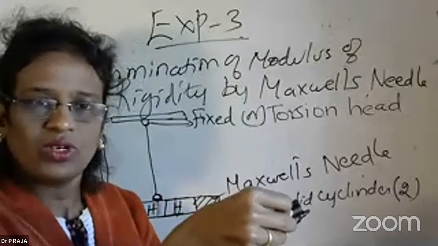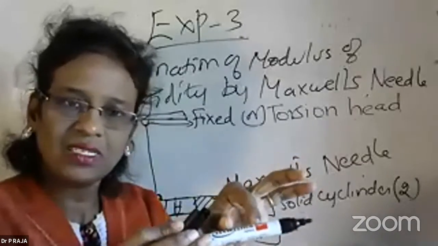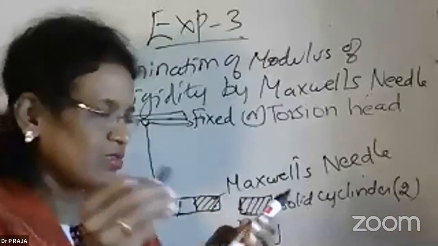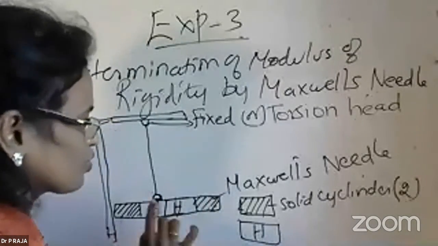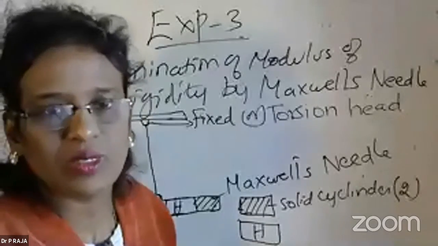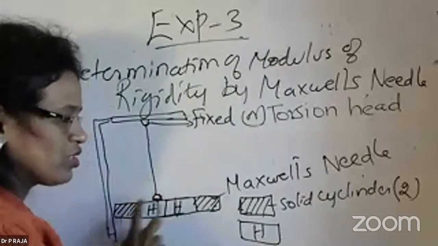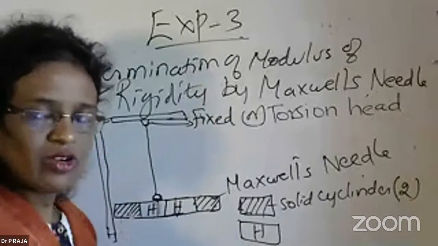So I'll repeat: the hollow cylinders will be inside. That will be the first part of the experiment. The solid cylinders will be outside. Concentrate on the solid cylinders. In the first part of the experiment, the solid cylinders will be positioned outside, and the hollow ones will be inside.